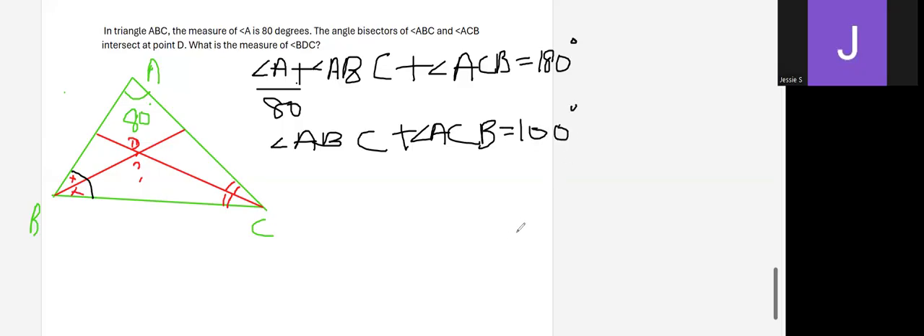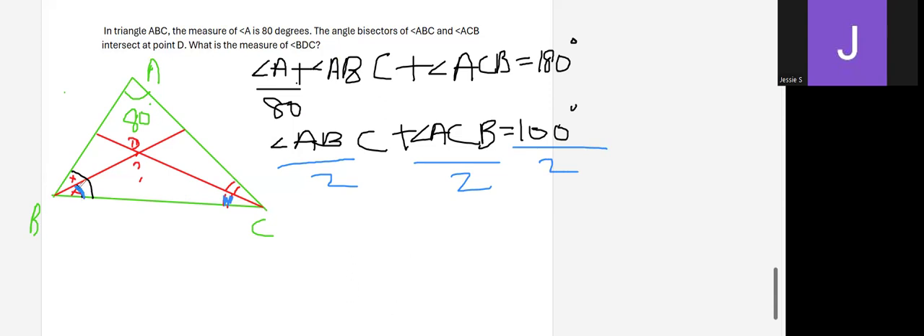Now, this angle ABC is divided into two equal smaller angles. Make sense? So in that case, this angle is half of angle ABC. I'll use a different color here. This angle is half because that's what angle bisectors do. That's also half of angle ACB. So we're going to take half of both sides of the equation: half of angle ABC, half of angle ACB, and of course, half of 100 degrees.